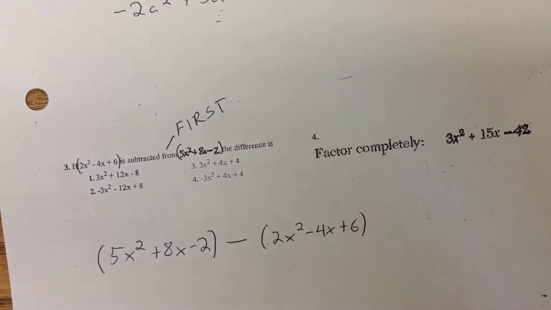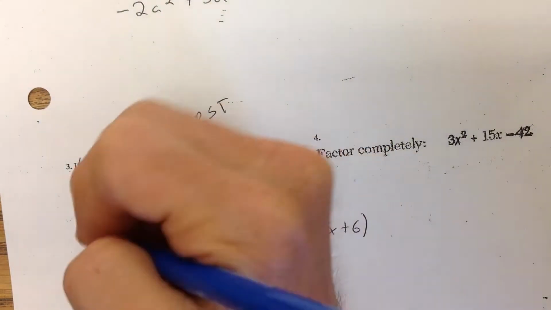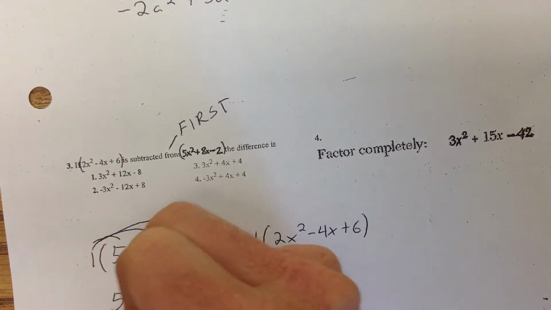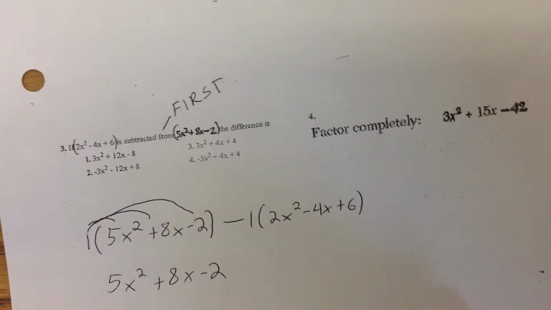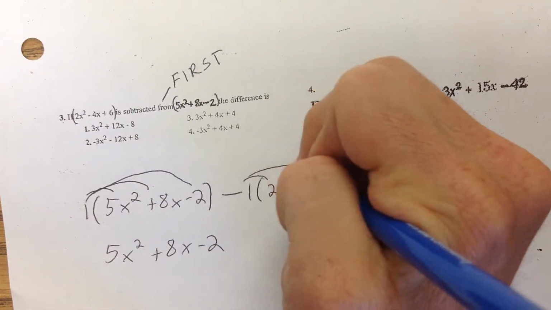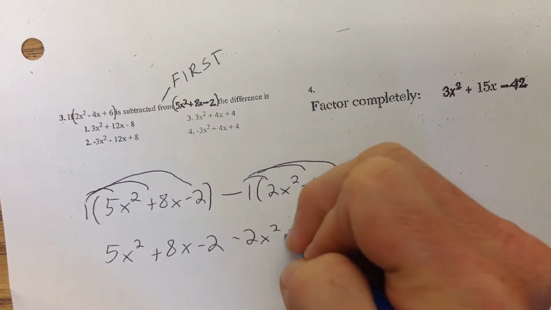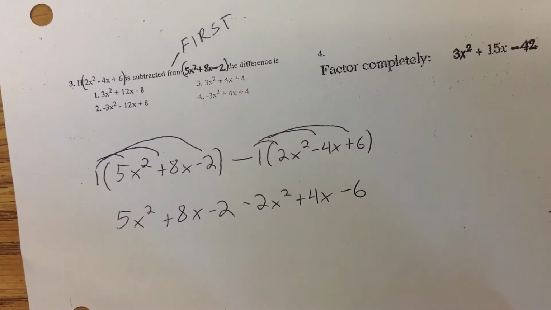Okay? So this one has the positive 1 in front, this one has the negative 1 in front. The positive 1 is not going to change anything, so that leaves us with 5x squared plus 8x minus 2. The negative 1 is basically going to flip our sign, so now we have a minus 2x squared, a plus 4x, and a minus 6.